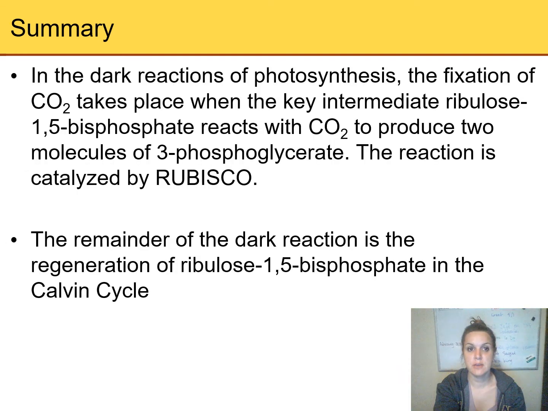So let's summarize what we have going on here. In the dark reactions of photosynthesis, which are also carbon fixation, what we have is that ribulose 1,5-bisphosphate is going to react with carbon dioxide, and that's going to produce 2 molecules of 3-phosphoglycerate. And we saw that in the reaction cycle that we saw. This reaction is catalyzed by the molecule rubisco, and again, extra credit, answer that question. But the rest of it's all about regeneration of ribulose 1,5-bisphosphate.